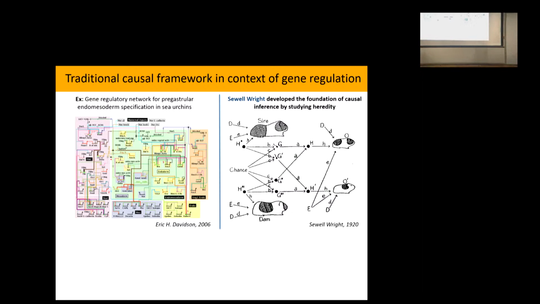Now, how you would read these kinds of pictures is there is this causal framework, already developed by Sewall Wright in the 1920s, where these directed causal edges mean literally something causal: if I change this node, then everything downstream changes and what is upstream doesn't change, right?